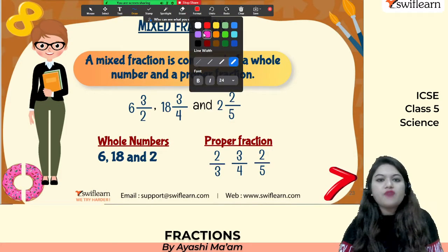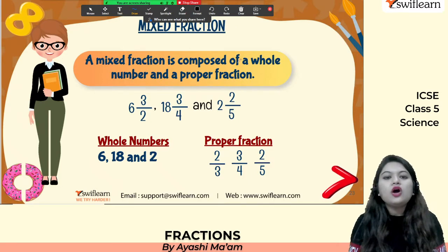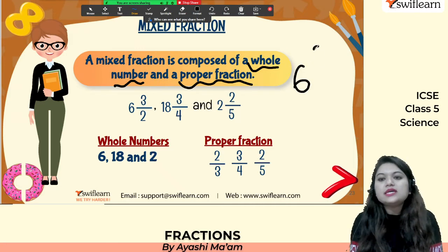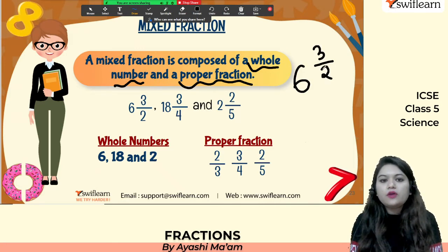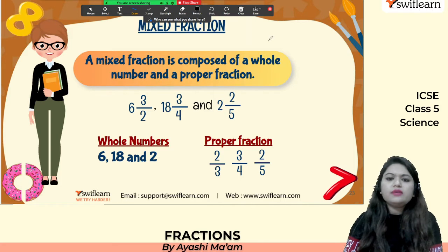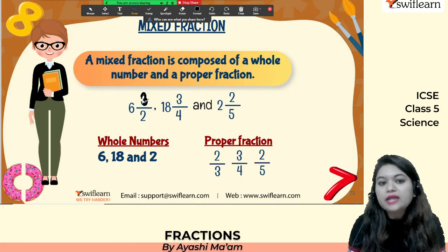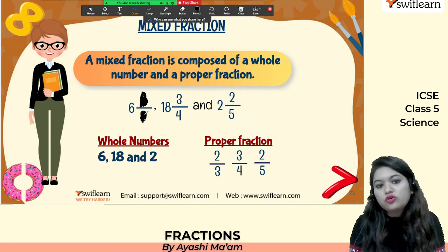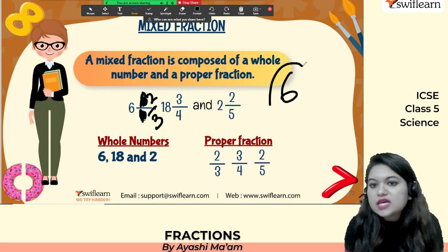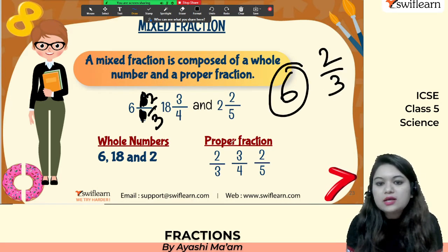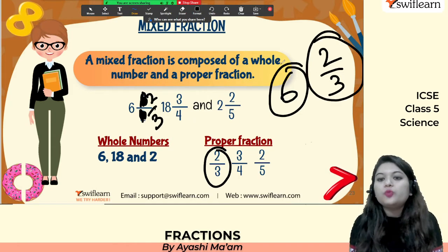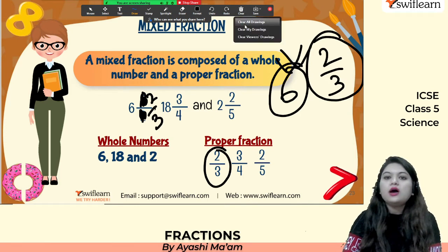Now, coming to our mixed fraction. Mixed fraction basically means you have a whole number and a proper fraction. For example, 6 and 3 by 2. Or we can say actually maybe 6, this is not a proper fraction, right? 3 by 2 is not a proper fraction. So, simply make it 2 by 3. When we make it 2 by 3, now this will be a proper fraction. So 6 will be the whole number and 2 by 3. See, 2 by 3 is the proper fraction over here. So the mixed fraction consists of 2 parts. One will be the whole number. The other part will be the proper fraction.